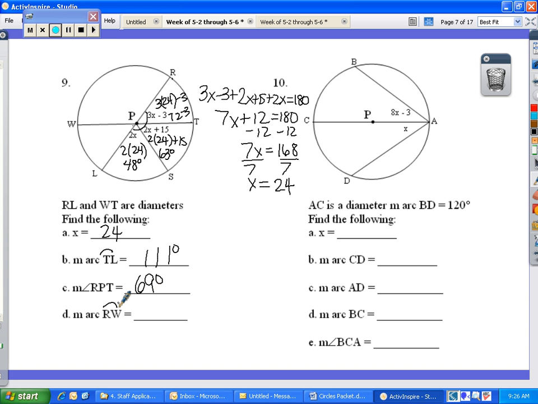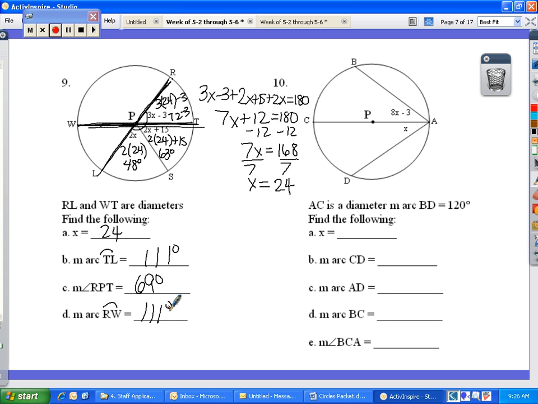And the measure of arc RW. RW goes from here to here. Notice that RW is a vertical angle to this angle here. So to see again, here's my two diameters, here and here. So my two diameters intersect and therefore form a vertical angle to both of these. So it's actually going to be the same as arc TL, which is 111 degrees.